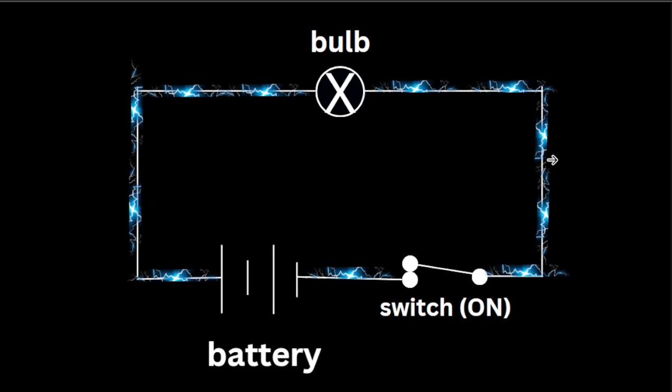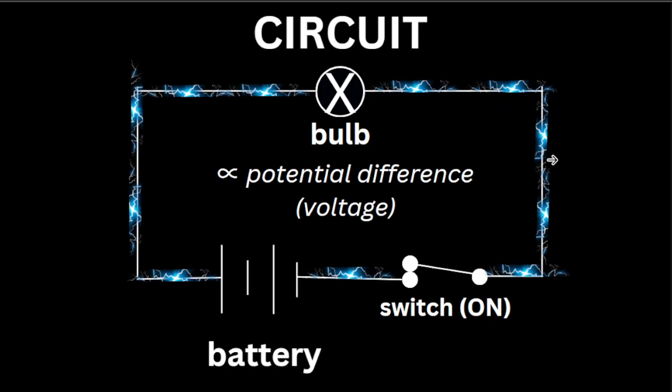Now what causes the current? The main reason behind current flowing in an electric circuit is very simple. It is due to voltage. So we can say that voltage is the cause and current is the effect. We can just say it is kind of an analogy. Because of the voltage only, the current flows in the electric circuit. That means current is directly proportional to the potential difference, which we can also call the voltage. So current is directly proportional to voltage.